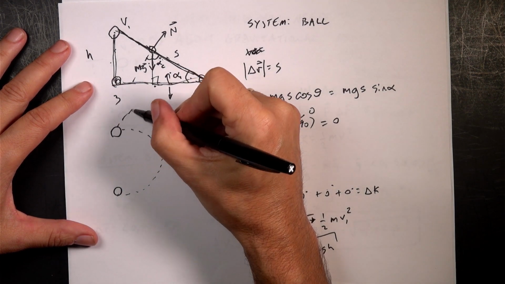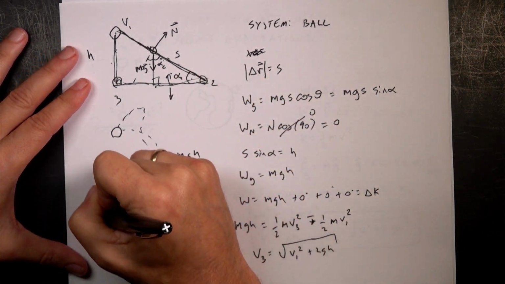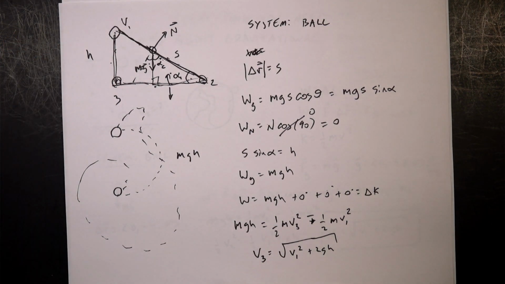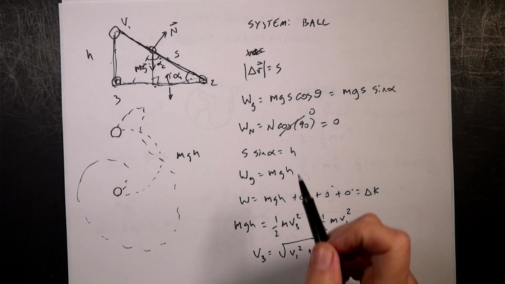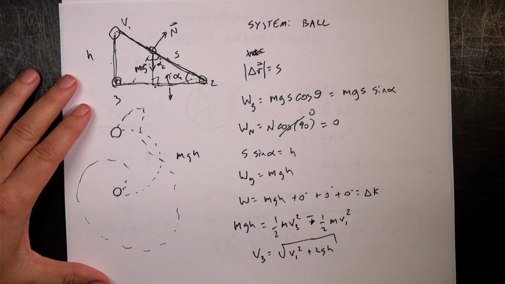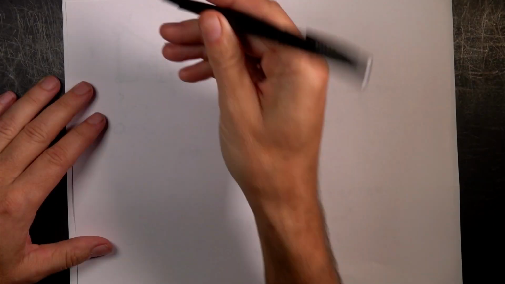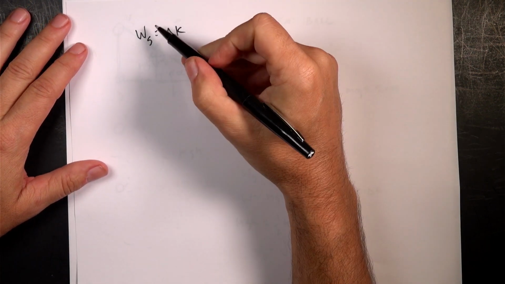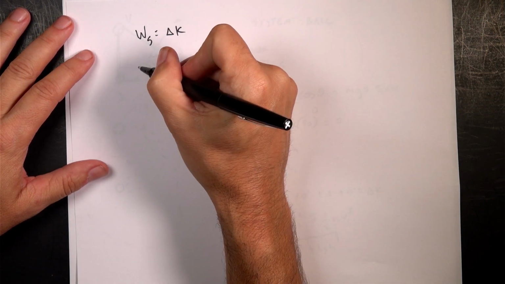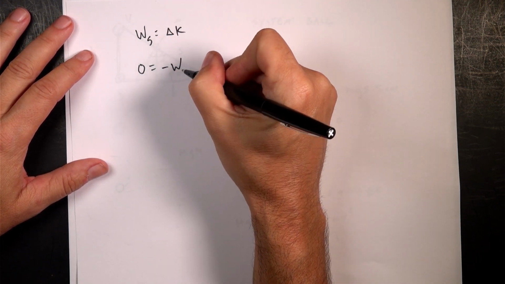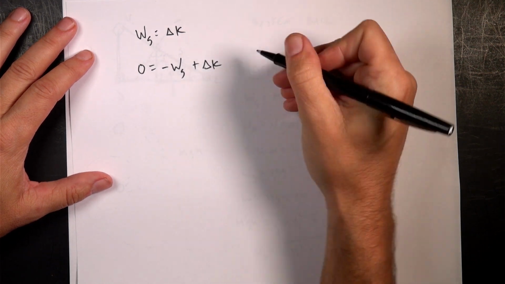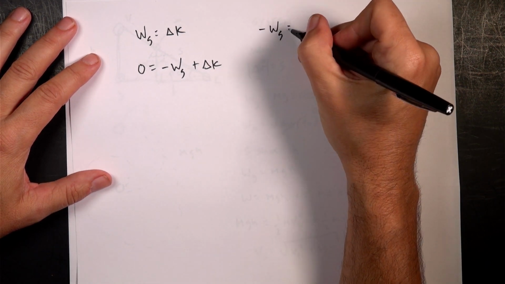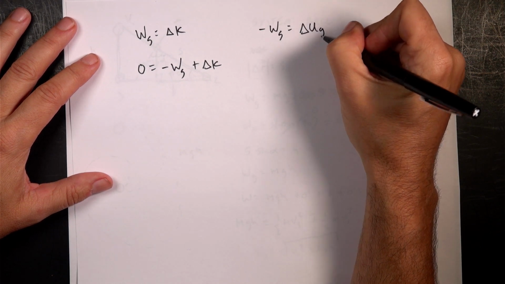The work done along this path, mgh. In the case where the work done by a force does not depend on the path and only depends on the endpoints, we can take that work done and move it to the other side of our work energy equation and call it a potential energy. So I had this. The work done by gravity is a change in kinetic energy. So if I want to, I can move it over here and I could say 0 equals negative the work done by gravity plus delta K. And I can call negative the work done by gravity equal to the change in gravitational potential energy.